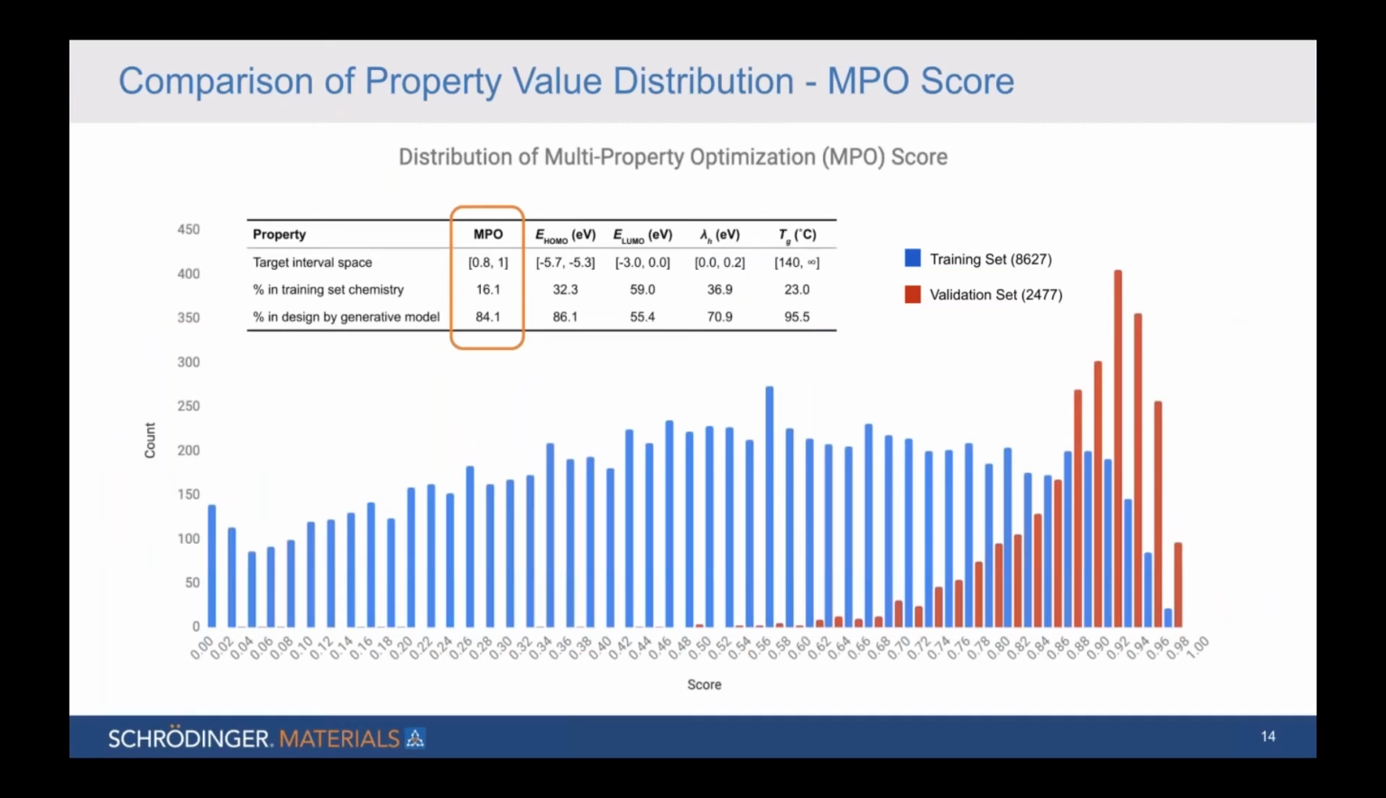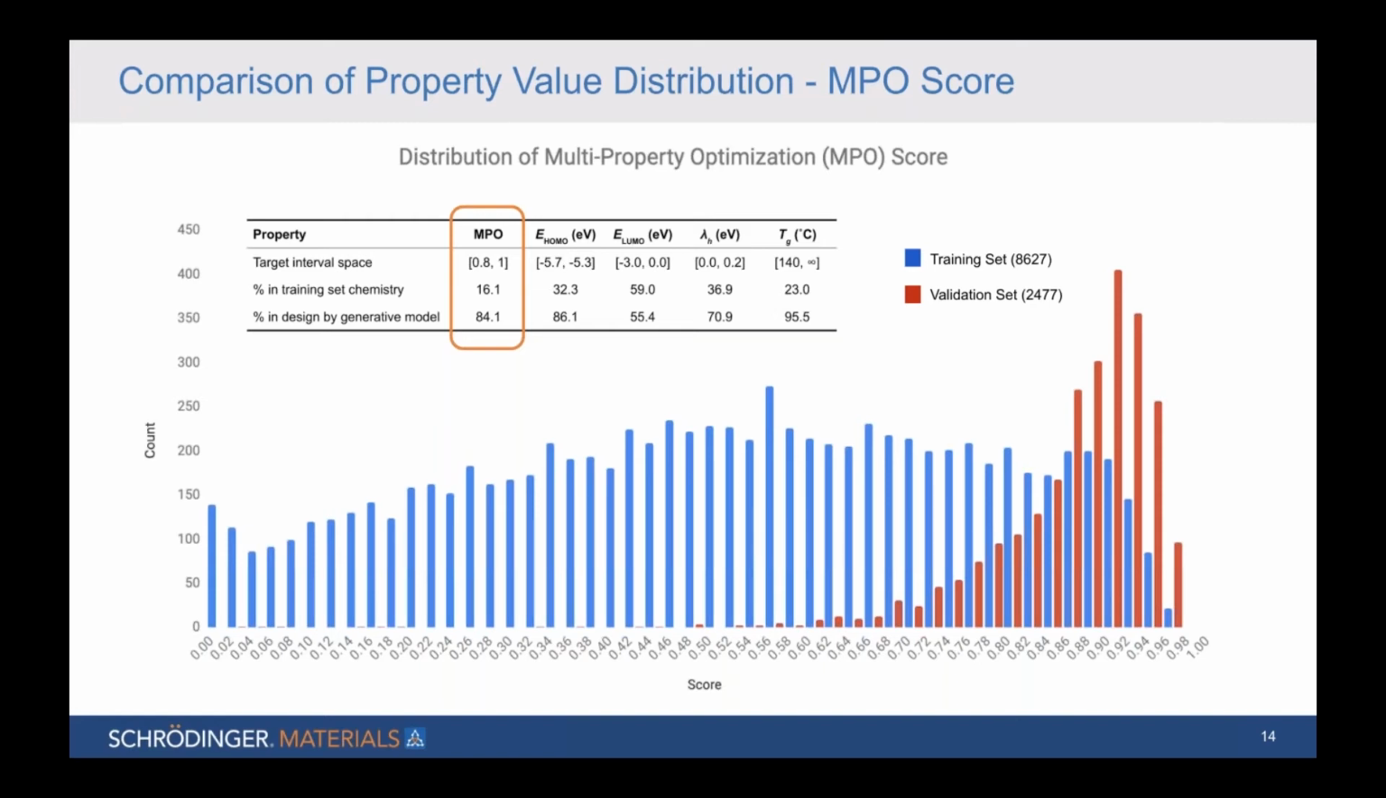So here, this is the overall comparison between the validation set, which is red, and the training set, which is blue. This is looking just at the calculated MPO score, now that we redid the calculation on the machine learning generated validation set. If we look at just the blue, which is the training set, the x-axis is the MPO score from 0 to 1.